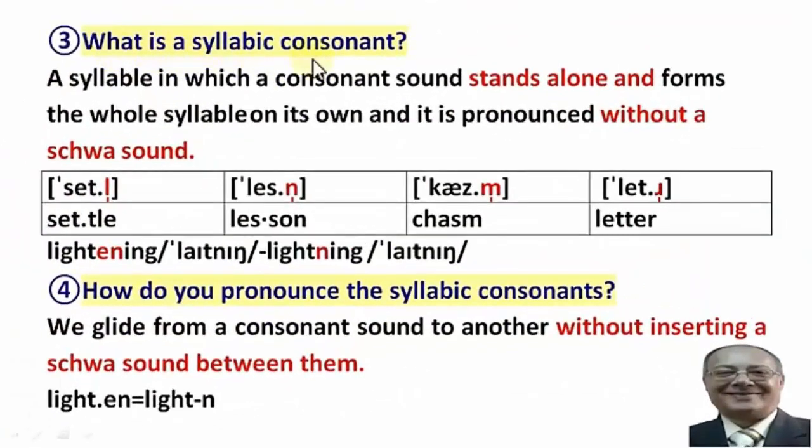What is a syllabic consonant? A syllabic consonant is a syllable in which a consonant sound stands alone and forms the whole syllable on its own, and it is pronounced without a schwa sound. Settle, listen, chasm, letter, lightning. How do you pronounce the syllabic consonants? We glide from one consonant sound to another without inserting a schwa sound between them. Lighten.